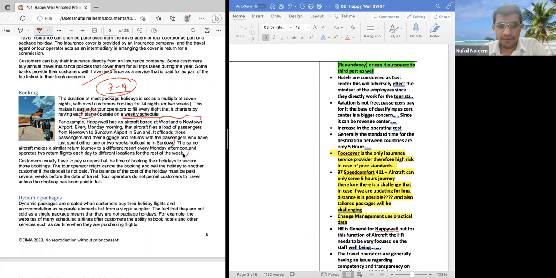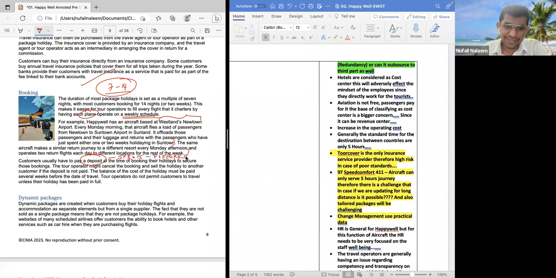Customers usually have to pay a deposit at the time of booking their holidays to secure those bookings. The tour operators might cancel the booking and sell the holidays to another customer if the deposit is not paid. So there is a deposit to be kept, students. Can I write down here IFRS 15? This is known as deferred income, a liability for us. What is that, students? It's a liability for us.